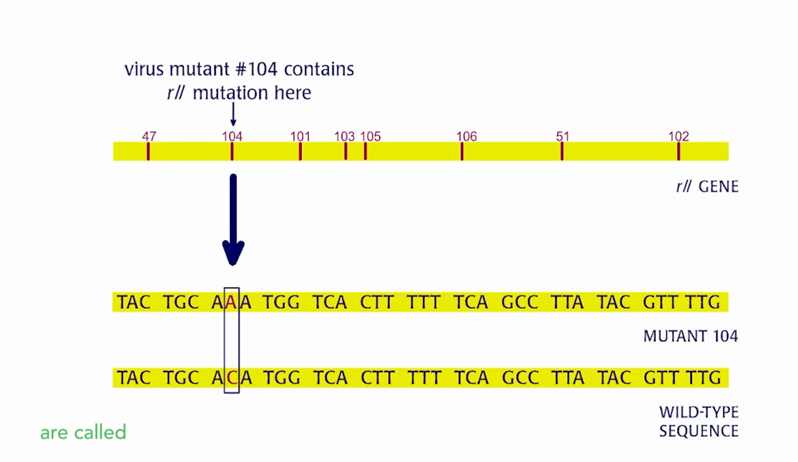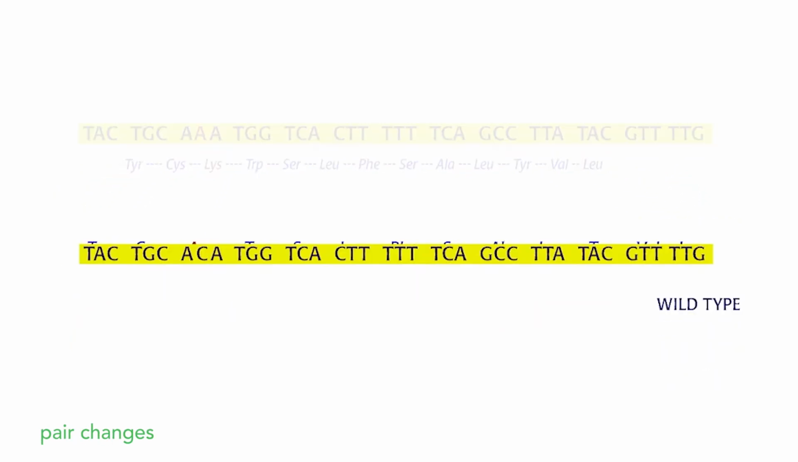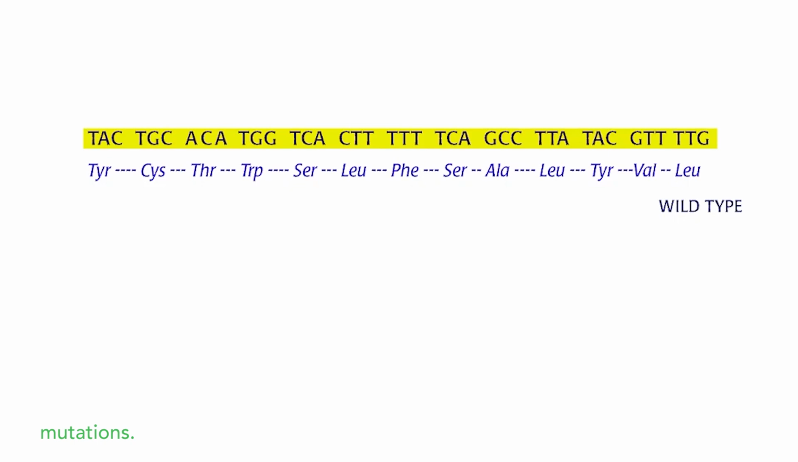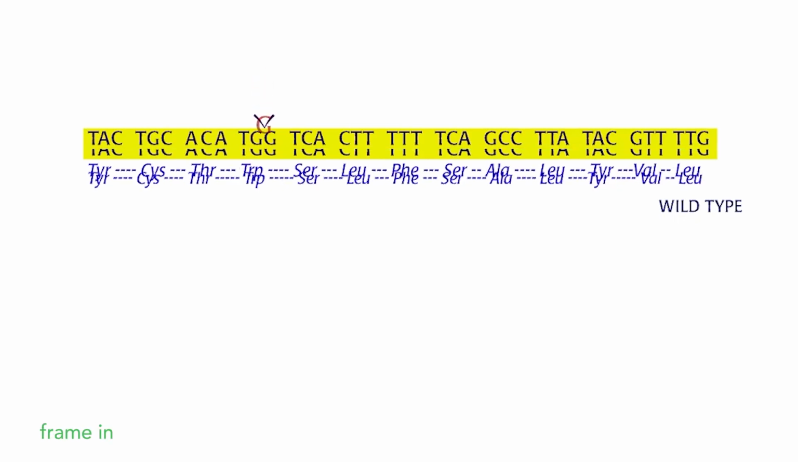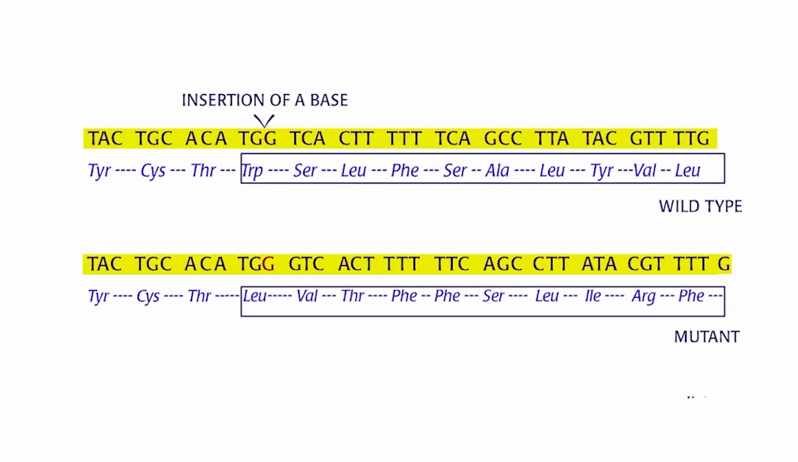These single changes are called point mutations. For example, mutant 104 has a point mutation where adenine replaces cytosine. Point mutations cause only one amino acid change in the protein made from the gene. Other base pair changes cause frameshift mutations. Insertions or deletions of one or more bases alter the reading frame in the DNA sequence and cause changes in many amino acids.